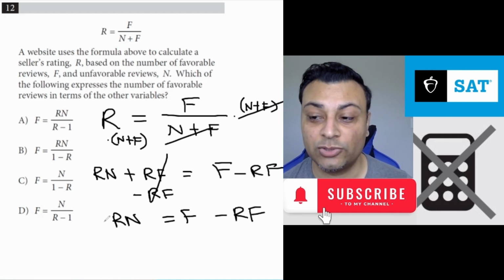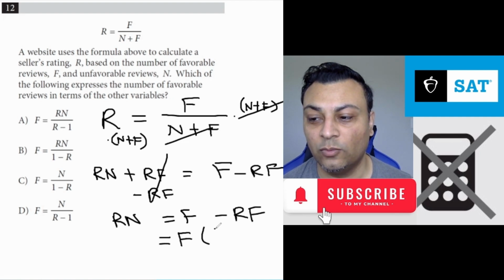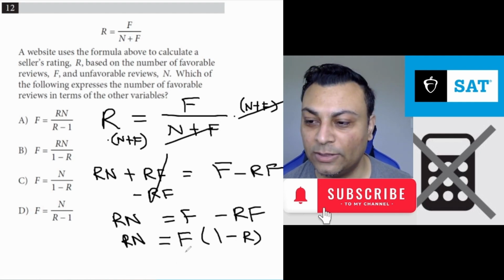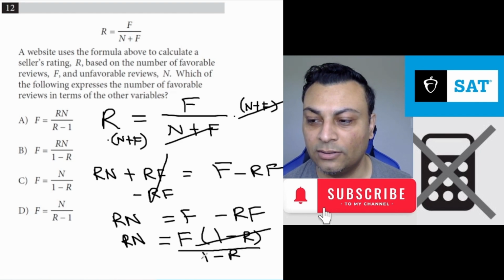Okay, since we're solving for F, we're going to factor out the F on the right side. 1 minus R. And you have Rn. We're almost done. If you divide by 1 minus R now, we are done. 1 minus R. And F would be Rn over 1 minus R, which ends up being choice B.